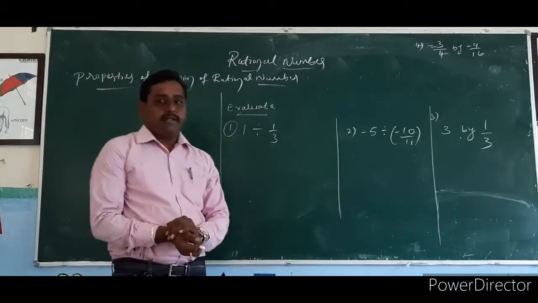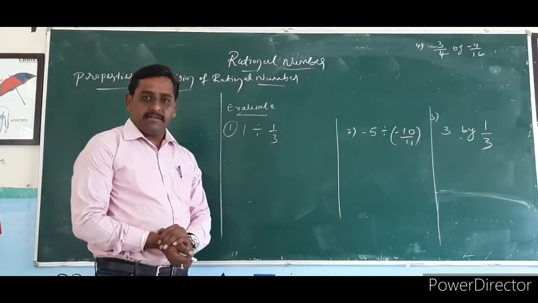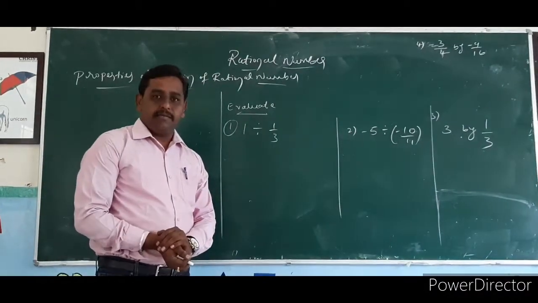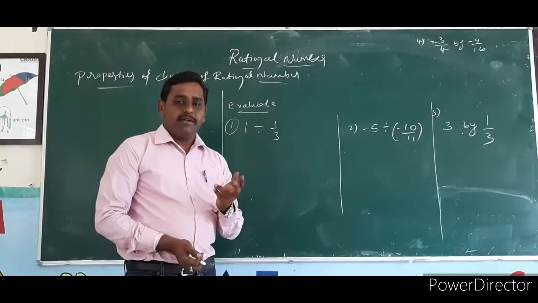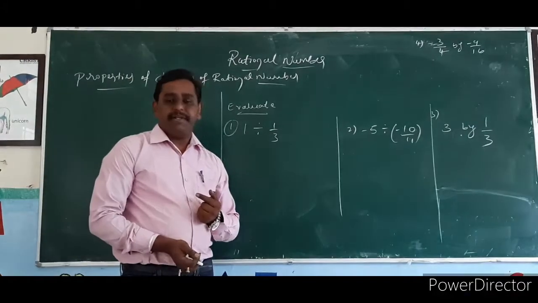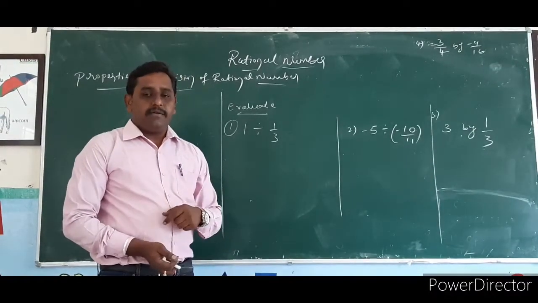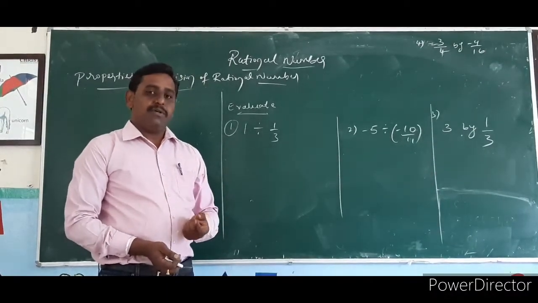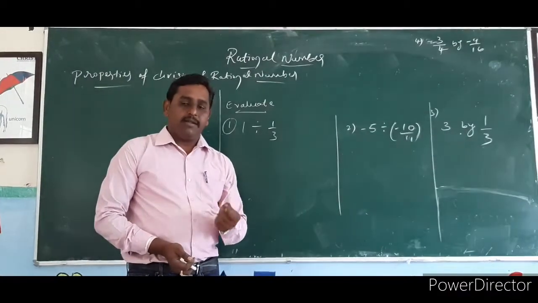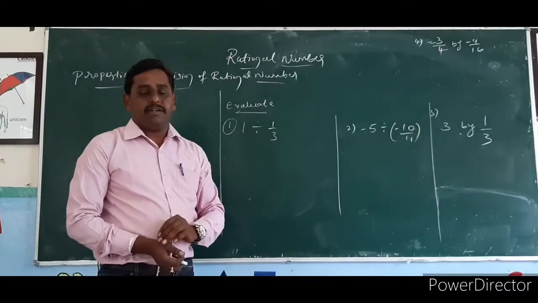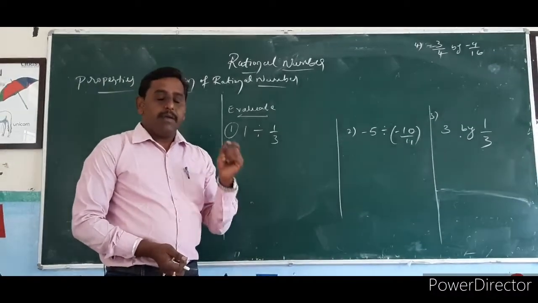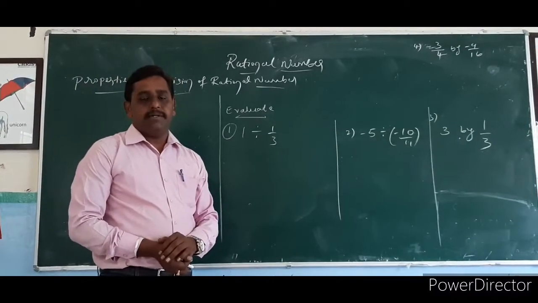So, in last class, we discussed the rational number. In that, we discussed how to add rational numbers, subtraction and multiplication. Mainly we discussed the properties of addition of rational numbers, properties of subtraction of rational numbers, properties of multiplication of rational numbers.